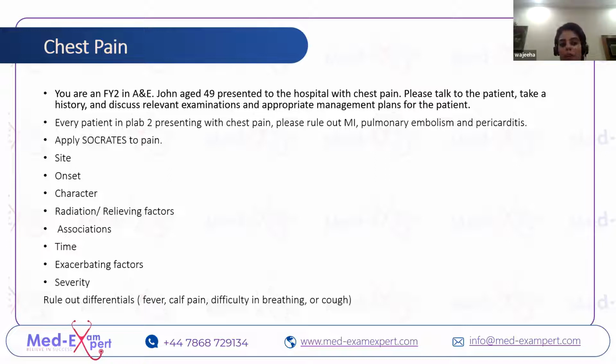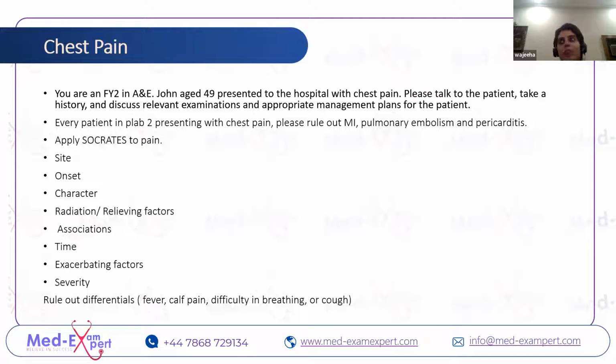Once you have applied SOCRATES to the pain, now rule out the differential diagnoses. I told you, only life-threatening differentials. No need to ask a bundle of questions. Okay, Mr. John, do you have fever? Fever will rule out your COVID-19 pneumonia. It will rule out your pericarditis. That's it. Pericarditis done, COVID-19 pneumonia done.